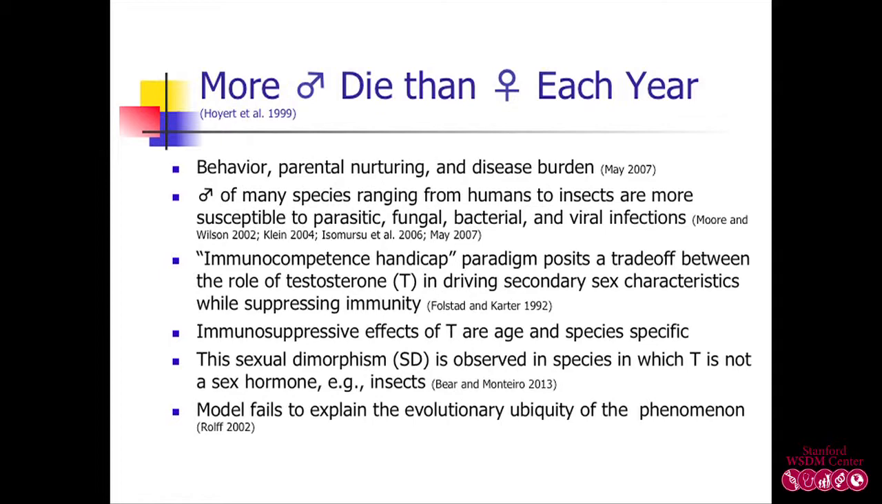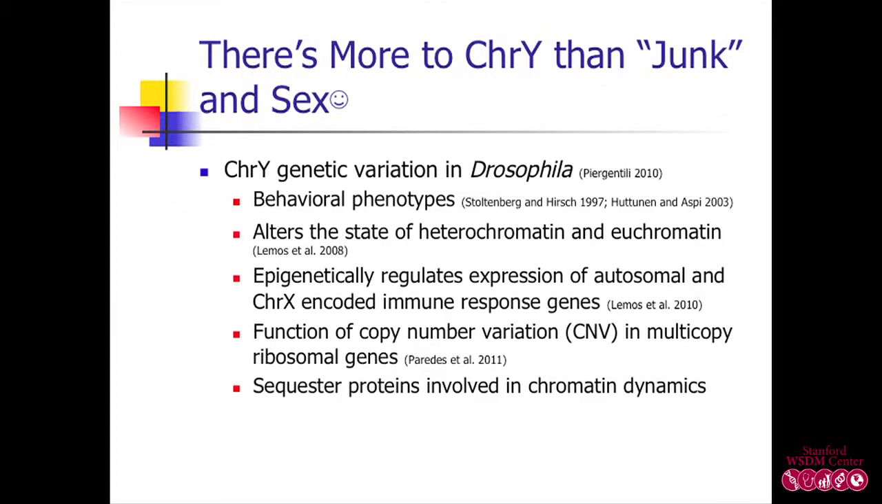And if you take an evolutionary lesson from Drosophila, there's actually more to the Y chromosome than junk and sex. That's based on studies from a number of laboratories looking at the effects of Y chromosome genetic variation in Drosophila. The very first phenotypes observed were behavioral phenotypes. There's a profound effect of different Y chromosomes of different origins, in terms of their genetic evolution, on behavioral phenotypes in flies. And it also alters the state of the heterochromatin and the euchromatin within cells.